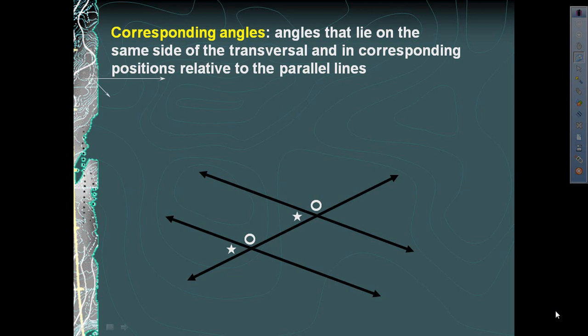The first one is your corresponding angles. These are angles that lie on the same side of the transversal and in corresponding positions relative to the parallel lines. And here we've symbolized this by using symbols. So one pair of corresponding angles are where the two circles are. Another pair of corresponding angles are where the two stars are.